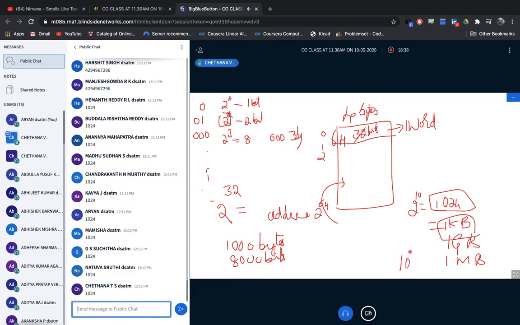10 to the power of 6 bytes of memory you are going to store. That means that much data you are going to store inside the memory. That's the capacity of your memory, which is very, very important. 1 MB is the capacity, so this much total data you are able to store inside the memory.